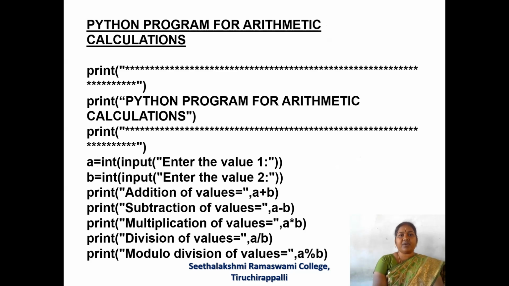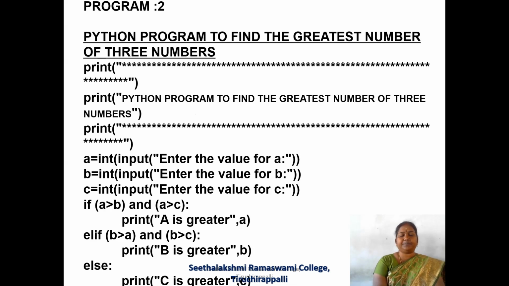Here we have a program for arithmetic calculation. In this program, the values of A and B are obtained from the user and used to print the addition of two values, subtraction of two values, multiplication of two values, division of two values, and modulo division of two values. The two inputs are obtained from the user and the result is printed using the print statement.